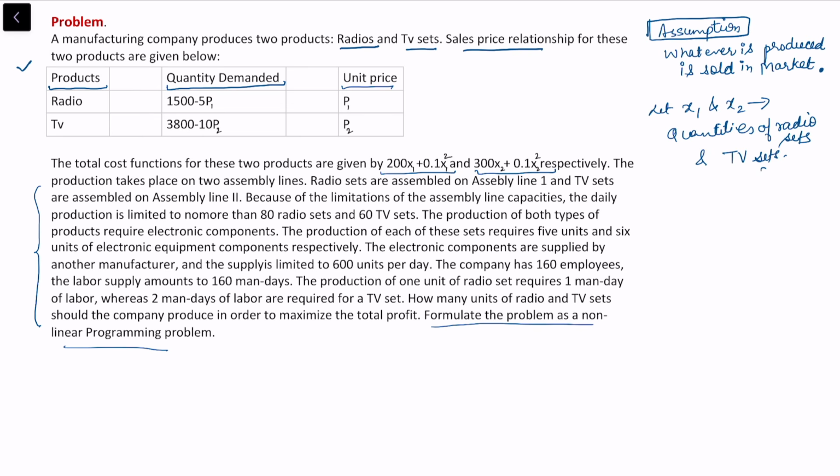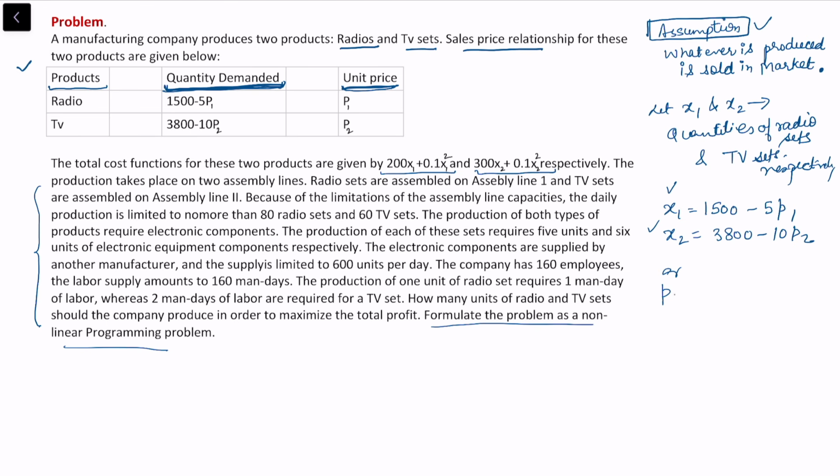So these are the two initial restrictions that I have decided for the variable and also done the assumption. It is already given that if we have this quantity as demanded, that means if we are producing this much, so I'll just take x1 is 1500 minus 5 times p1. p1 is the unit price as we can see here, and x2 is equal to 3800 minus 10 times p2. From here you can also calculate the unit price in terms of the quantity produced.